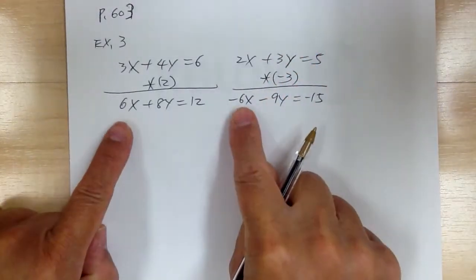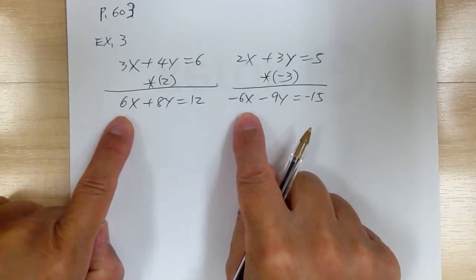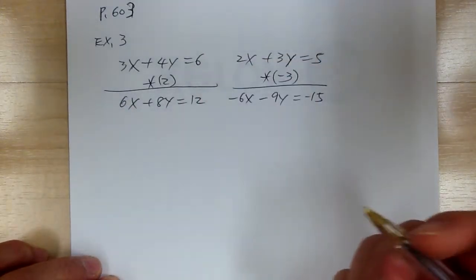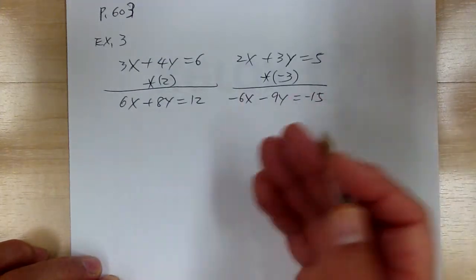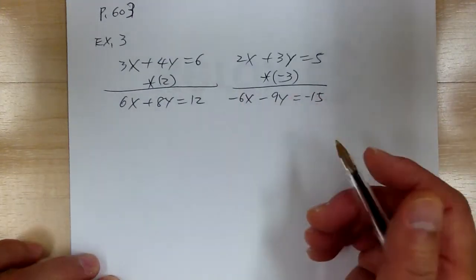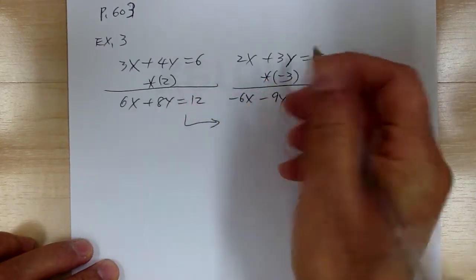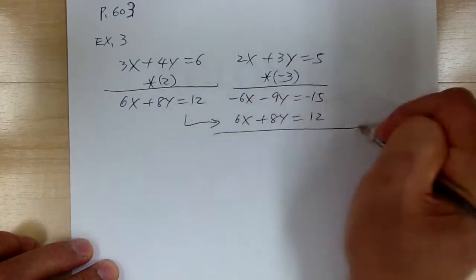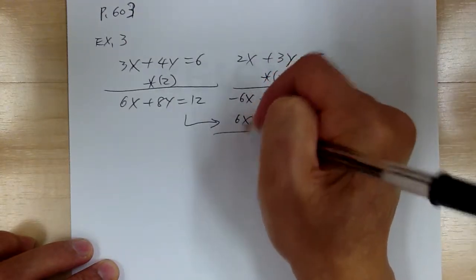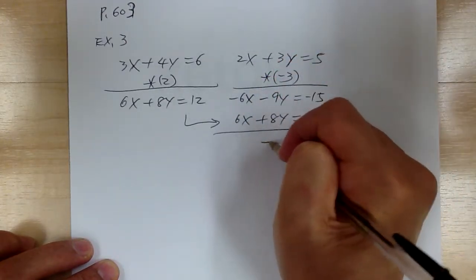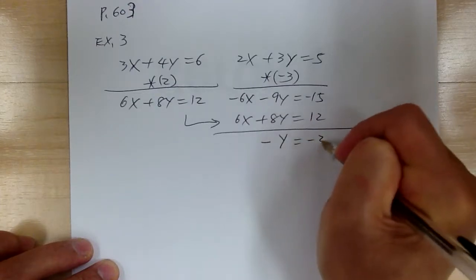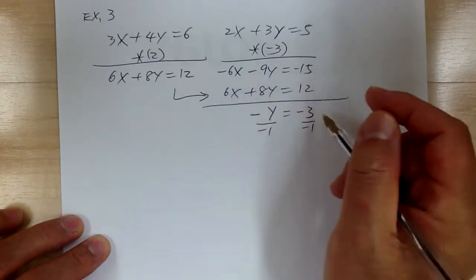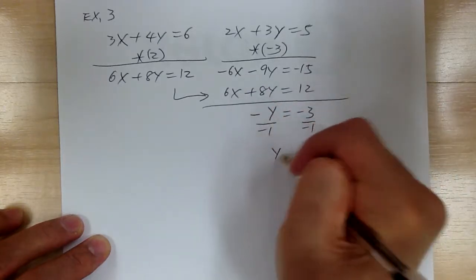Now again, that's a key concept, to make them opposite so that when you add, they will cancel out. That's why the name of the method is called elimination method. You cancel out to eliminate a variable. So if you put this under here, you get 6x plus 8y equal to 12. When you add, see, it cancels out. That's why it's elimination, right? So you get negative 1y equal to negative 3. Divide by negative 1 on both sides, or you can multiply by negative 1. Either way, it will be the same. So y equal to 3.